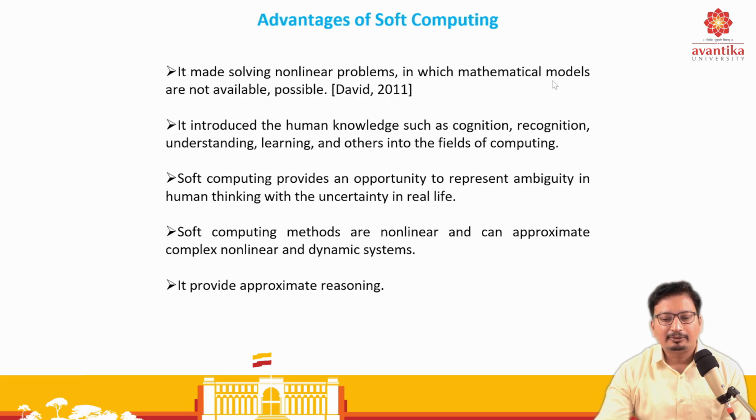Okay, in which we require the mathematical models, and for solving these non-linear problems where the exact mathematical models are not available. It introduced the human knowledge such as the cognition, recognition, understanding, learning and others in the field of computing. Soft computing provides an opportunity to represent ambiguity in human thinking with the uncertainty in real life. Soft computing methods are non-linear in nature and can approximate complex non-linear and the dynamic systems. And finally, it will provide the approximate reasoning.